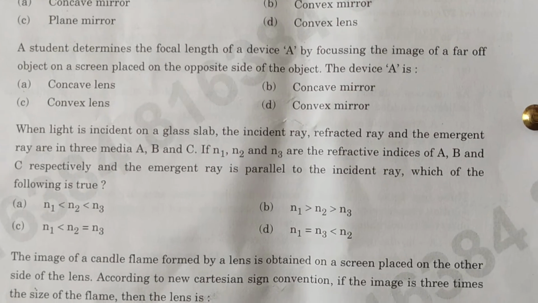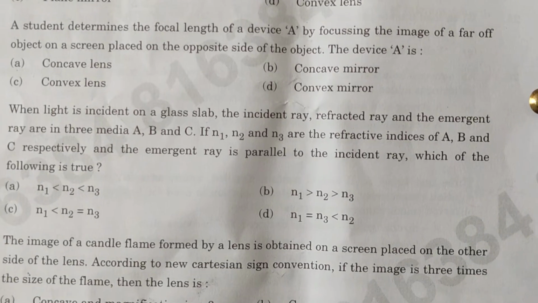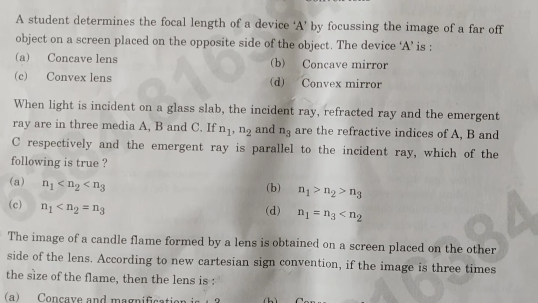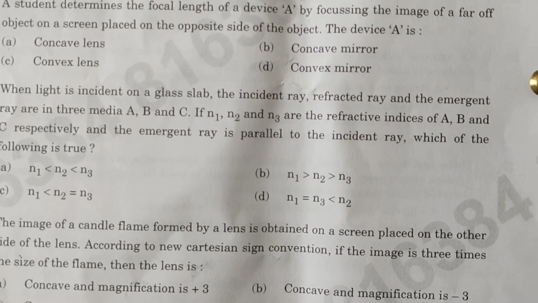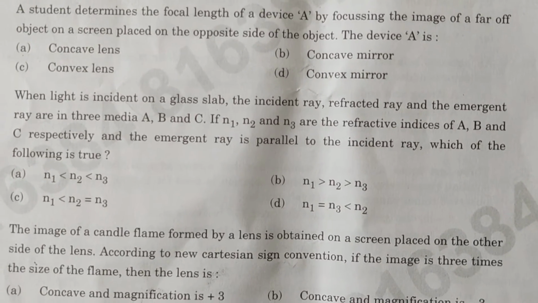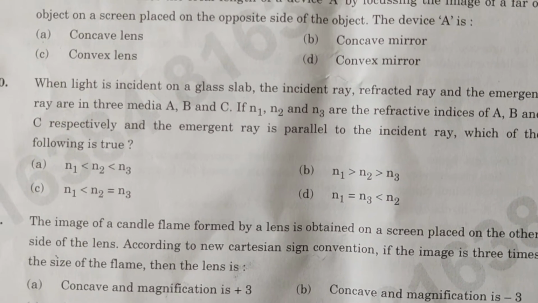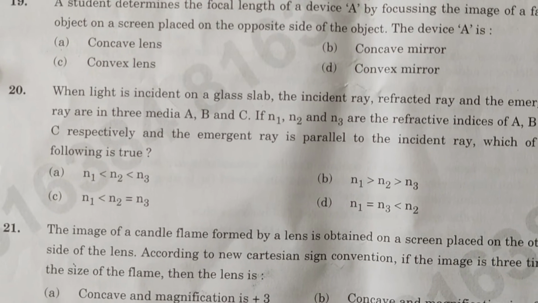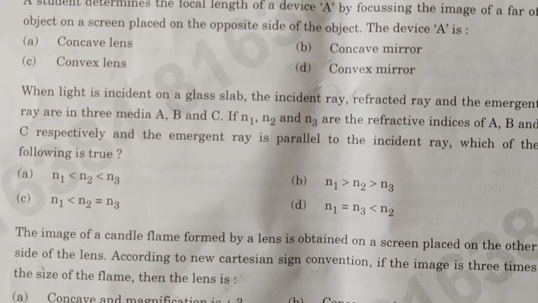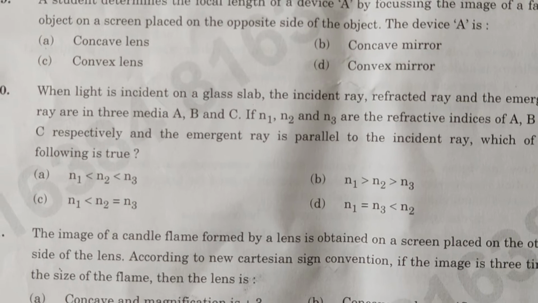Now, the next MCQ: when light is incident on a glass slab, the incident ray, refracted ray, and the emergent rays are in 3 media A, B, and C. If N1, N2, N3 are the refractive indices of A, B, and C respectively, and the emergent ray is parallel to the incident ray, which of the following is true? There are 4 options given here. N1 is less than N2 and N2 is less than N3. N1 is greater than N2 and N2 is greater than N3. N1 is less than N2, which is equal to N3. N1 is equal to N3, which is less than N2.